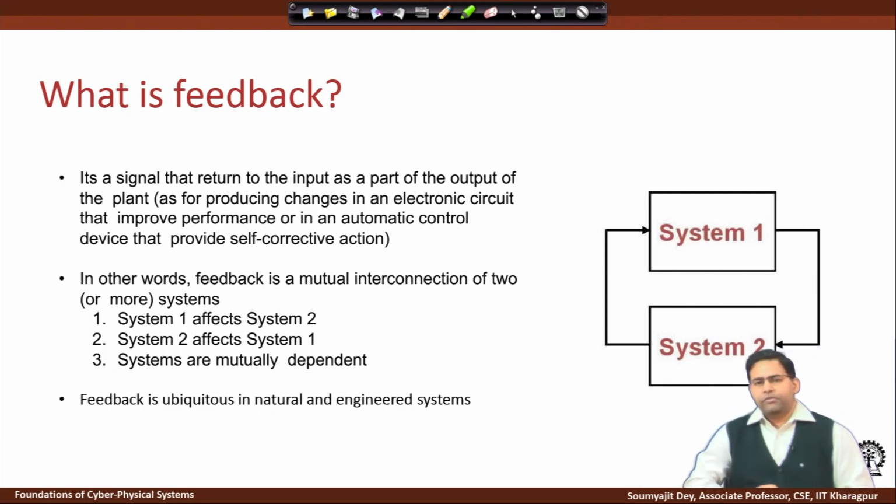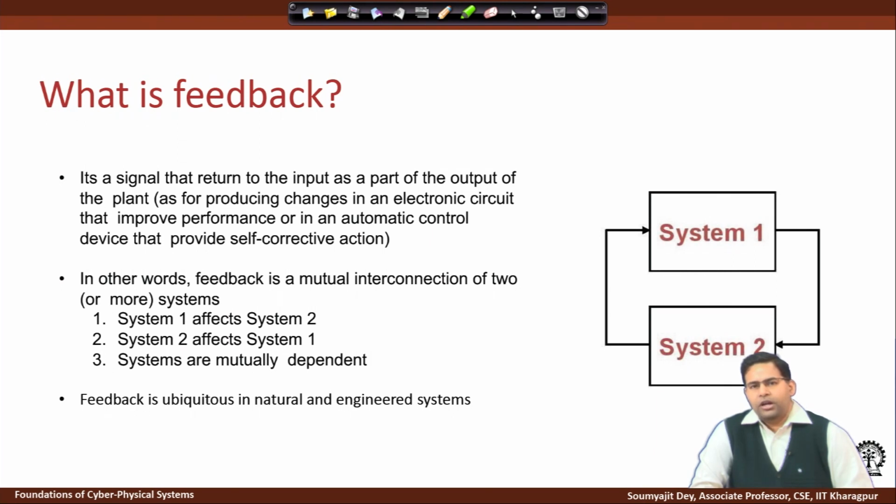Now, in this situation, the one important thing we must introduce is the concept of feedback, right, because if you remember the previous picture I was just drawing, I said that the plant's measurements are going to the controller and the control input is again coming back to the plant, right. So, it is like a signal that returns to the input as part of the output of the plant, right. And also, so this is typically the idea where we bring feedback.